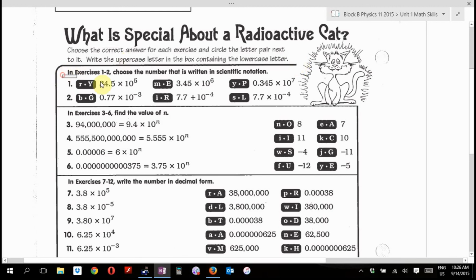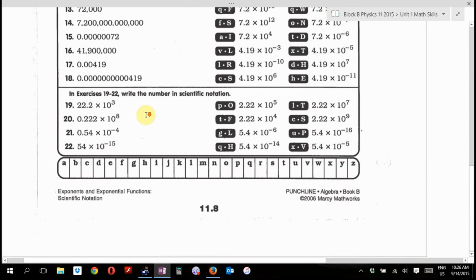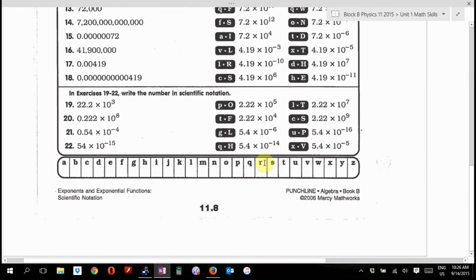So for example, if you think number 1 is in scientific notation, it's not. But if you think it was, you would say little r goes with y. And so you would find the little r and you would put a capital Y right there. It's not the right answer. Please don't put a capital Y right there.